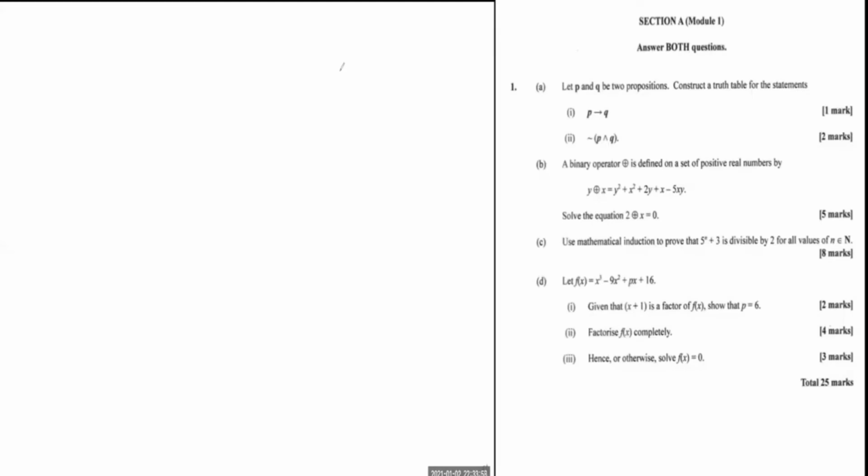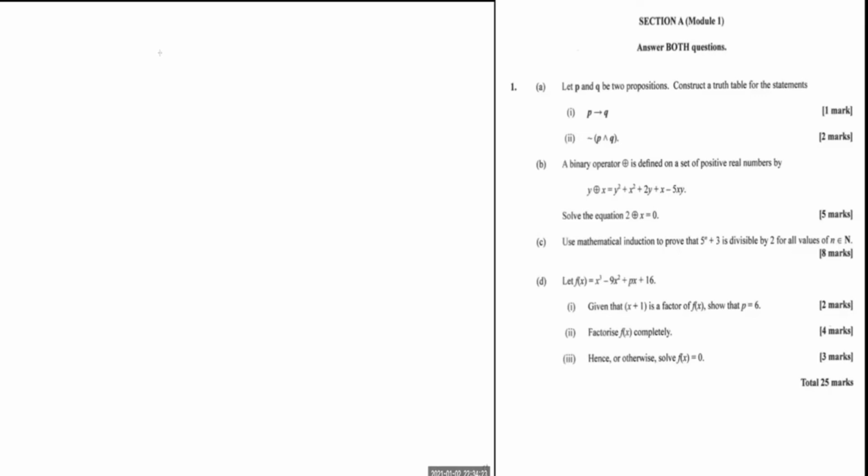So today we're going to go through the 2013 Pure Mathematics Unit 1 Paper 2. The question says, let P and Q be two propositions. Construct a truth table for P implies Q and not of P and Q.